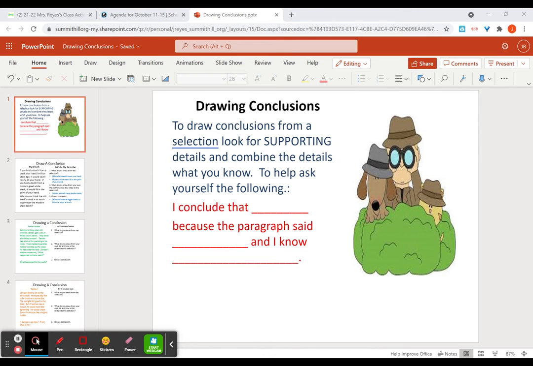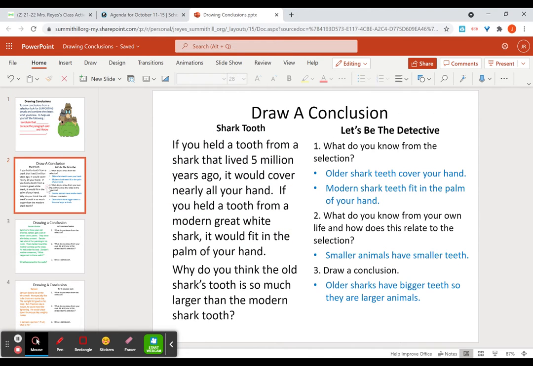So let's go ahead and put this in context so you can get an idea of what I mean. We're going to be working with this particular text. It's a small text. So the text says, if you held a tooth from a shark that lived 5 million years ago, it would cover nearly all your hand. Look at your hand right now and look at how big that shark tooth would be. Now, if you held a tooth from a modern great white shark, it would fit in the palm of your hand. So about half the size, maybe.